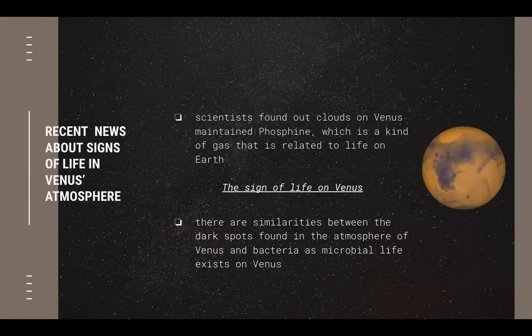Okay, so scientists have found out that clouds on Venus contain phosphine, which is a kind of gas that relates to life on Earth, and that there are similarities between the dark spots found in the atmosphere of Venus and bacteria, as microbe life exists on Venus. And there's a scientist who found that although there's phosphine on Venus, there's not really a big chance of life on Venus, but the scientist is still interested and excited about it. And please move on.